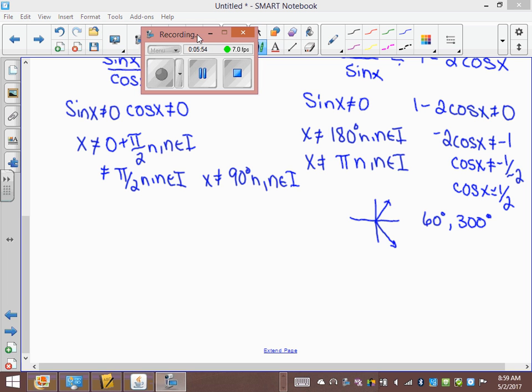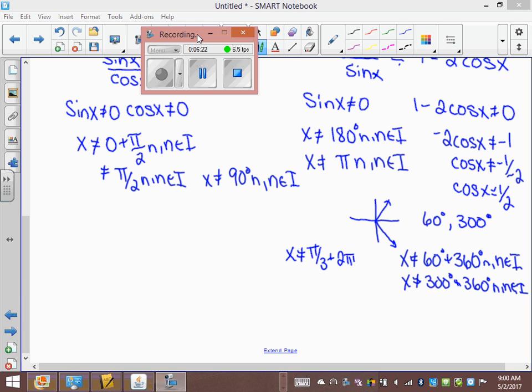So what we're going to have to do is x can't equal 60 plus 360 degrees n, n an element of the integers, or x can't equal 300 plus 360 degrees n, n an element of the integers. Or in radians, it would be pi over 3 plus 2 pi n, n an element of the integers.